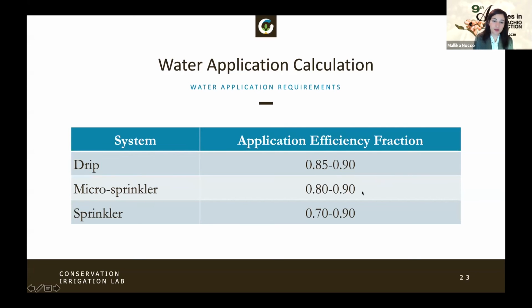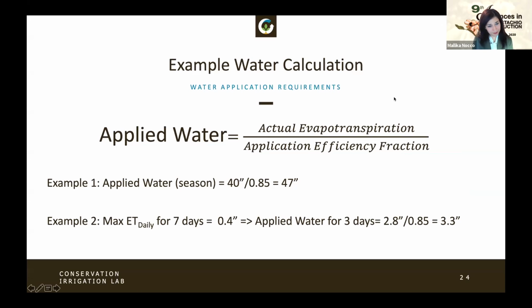And this comes into play when you're thinking about how you'd want to calculate your applied water. When you think about applied water and that calculation, you're going to factor in what the actual evapotranspiration or actual water use would be, and divide that by the application efficiency fraction. This is at a seasonal scale, but if you were going to apply water over the whole season, you don't want to assume 100% efficiency, because then you'd end up underwatering, right?